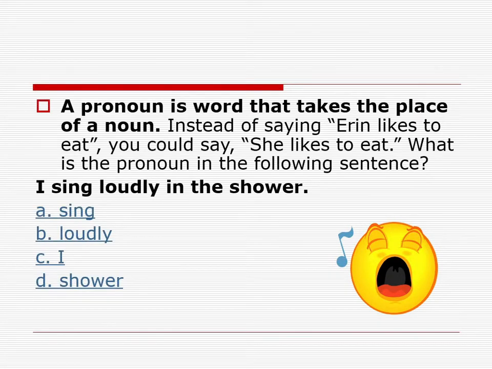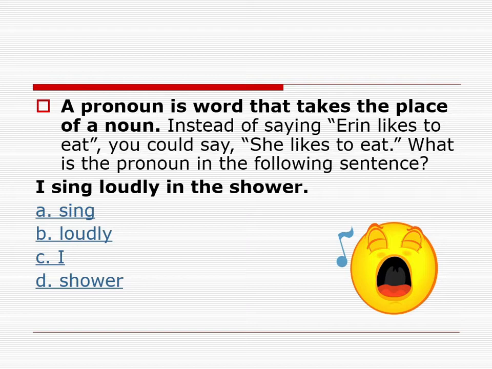A pronoun is a word that takes the place of a noun. Instead of saying Erin likes to eat, you would say she likes to eat. So the word she took the place of the word Erin. It took the place of the noun. So what is the pronoun in the following sentence?